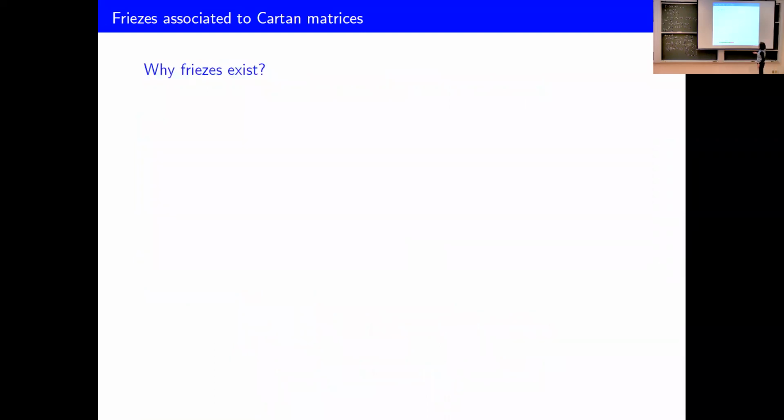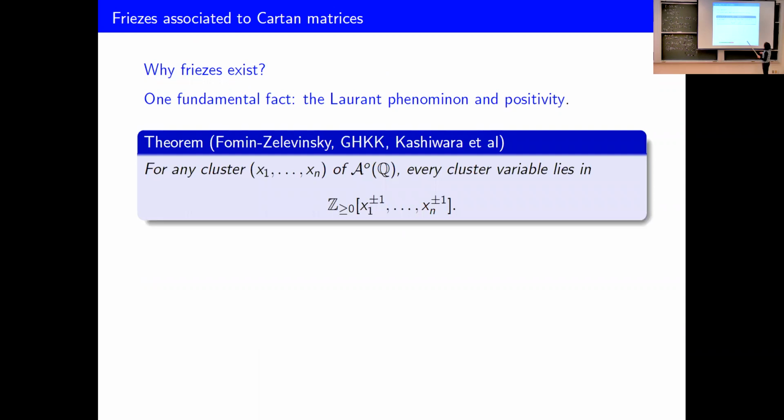Okay, so very quickly, I want to explain why friezes exist. This is basically the so-called Laurent phenomenon. It says that if you fix any initial cluster, then every other cluster variable is actually a Laurent polynomial. So therefore, if you set the initial cluster variables to be 1, then every cluster variable will have an integer value. That's why friezes exist.